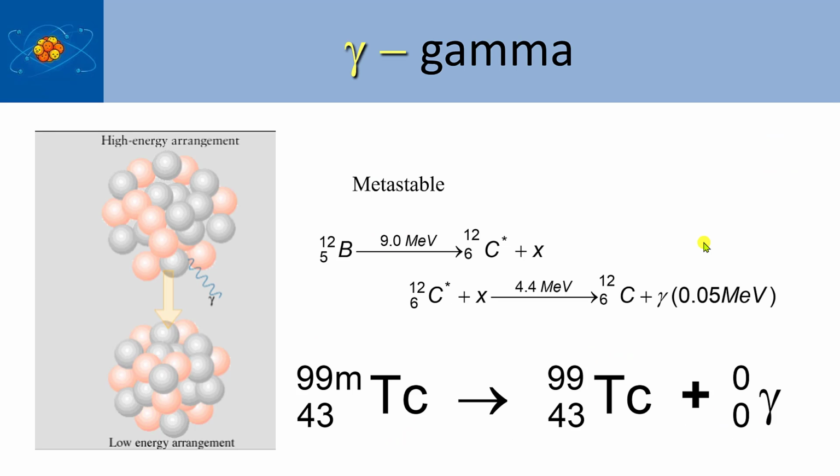So let's look at gamma emission. Gamma is a photon. So how does a photon come out of a nucleus? A simple way to say it is it usually follows a nuclear reaction, a decay reaction.